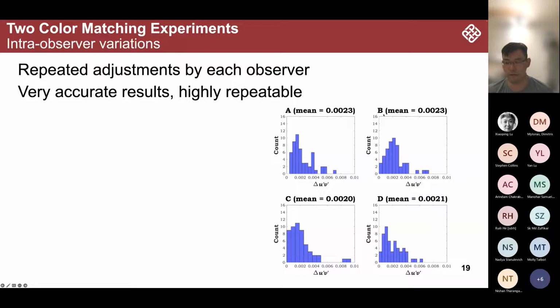And even for displays B, C and D, you can see that it's pretty stable. So in other words, the display was not introducing any problem for the intra-observer variations, and all the intra-observer variations were very, very small. Which means the experiment setup and the procedure were pretty reliable.